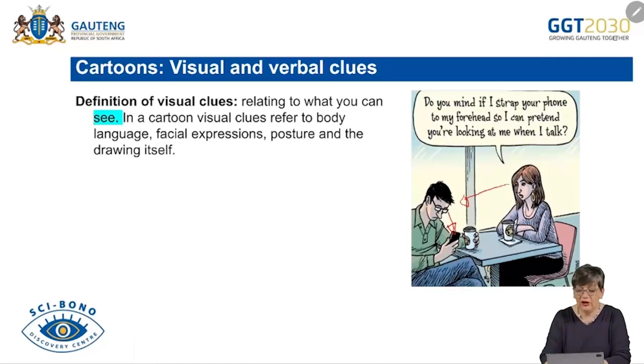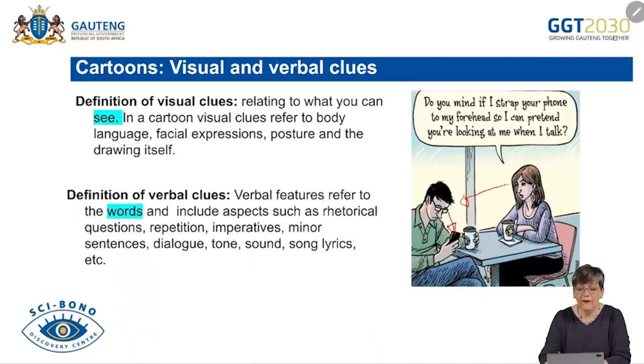Now, let's look at your verbal clues. Verbal clues have to do with the words. So after we've looked at the visual clues, let's look at the words. Now, can you see here that she's quite sarcastic?